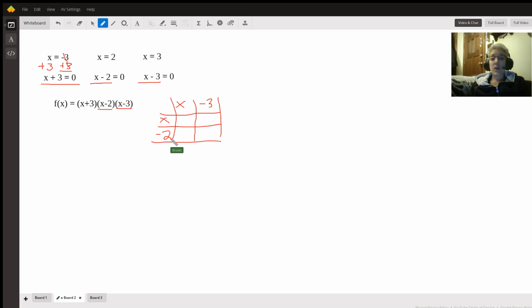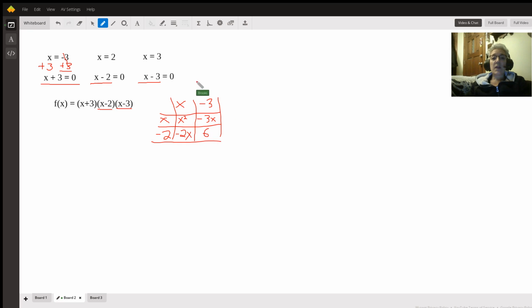Now I'm going to multiply and get the products for each of these, and then we're going to combine like terms, and then we'll have our trinomial. So x times x is x squared. X times -3 is -3x. -2 times x is -2x. And -2 times -3 is +6.